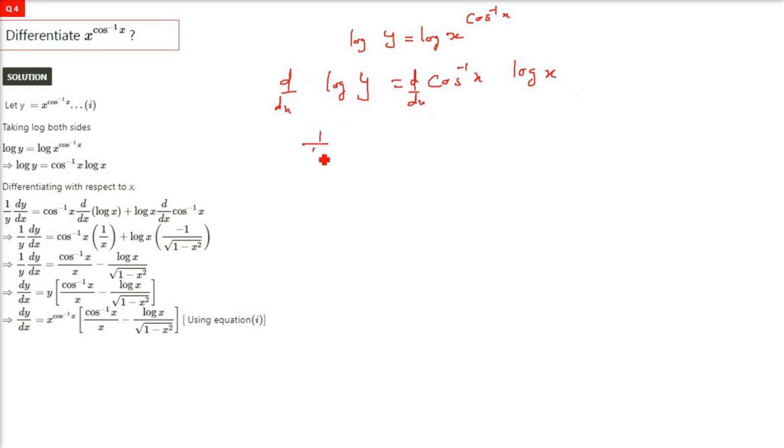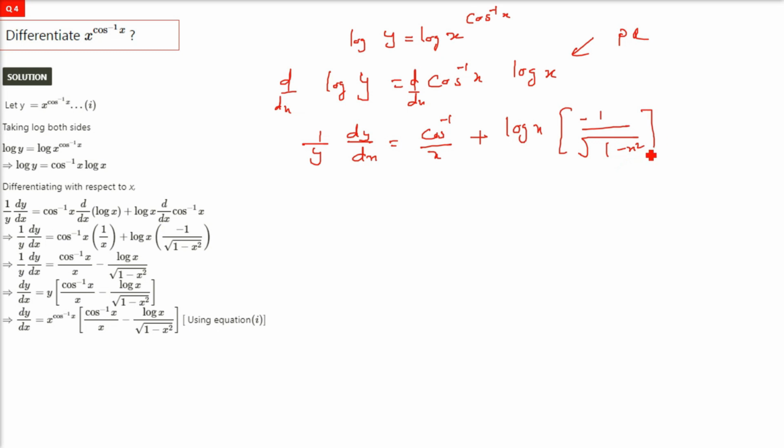Log y is 1 by y dy by dx. Now we'll use the cos inverse x first because we are differentiating by product rule. So cos inverse x, log x differentiation is 1 by x, and it is done. Now log x will come in front, we have already done that. Cos inverse x is negative 1 by under root 1 minus x square. That is a standard result. Negative 1 by under root 1 minus x square is the final cos inverse x differentiation.